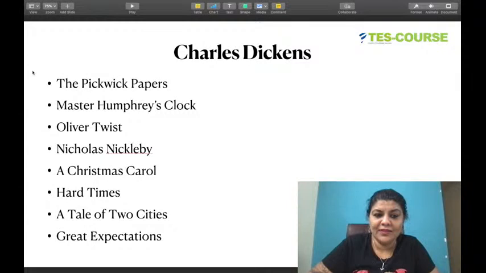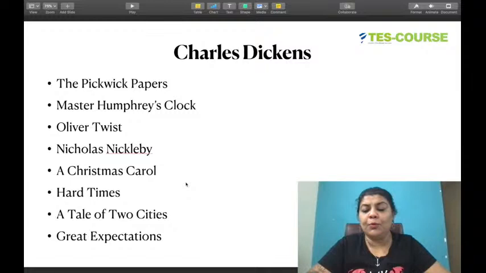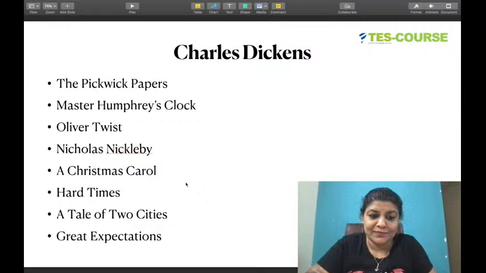Which two novels were published in Master Humphrey's Clock? The Old Curiosity Shop and Barnaby Rudge. Sam Weller, character in Pickwick Papers. Noah Claypole, character in Oliver Twist. Stephen Blackpool, character in Hard Times.